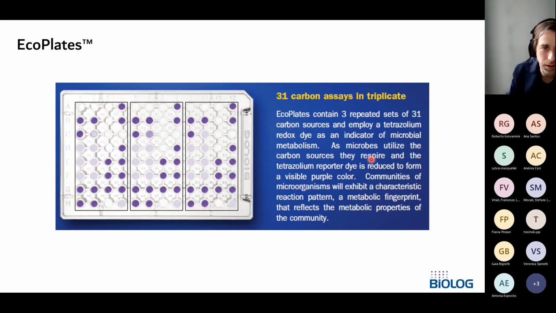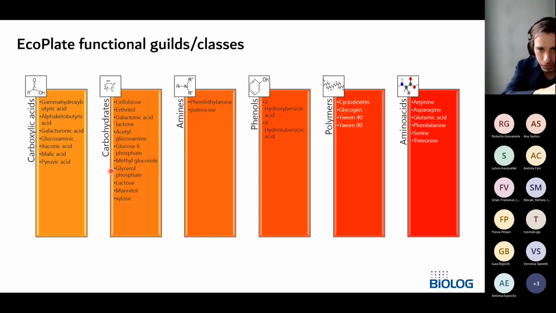And the way the plate works is exactly the same as we discussed earlier. The compound is pre-dried on the bottom of the well. There's already a redox dye in the well, so you don't have to add it. You add your mixed community, and then you can have an idea of what type of function, across the one that I'm showing you in these slides, your microbial community is able to perform.